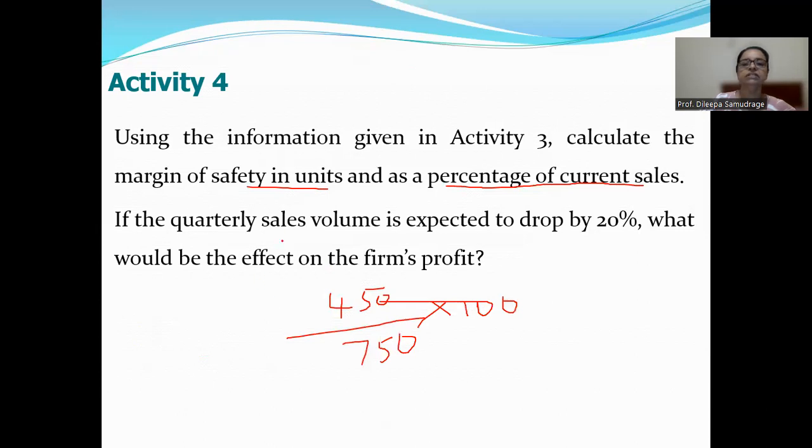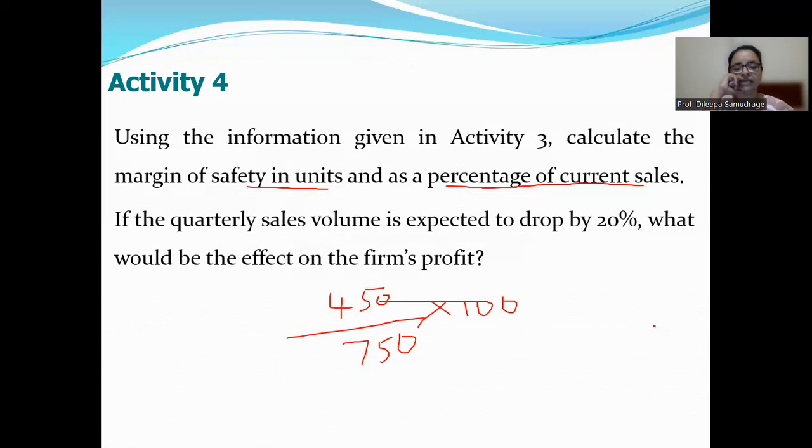Okay. How much is the answer? What is the answer? 60%. 50%. Okay. Then the next part.